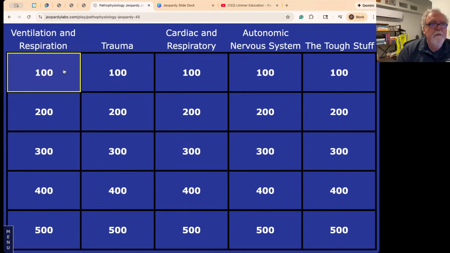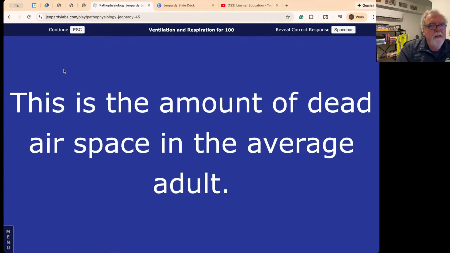All right, we'll start with ventilation and respiration for 100. Type the answers in the chat. I'll know what you're doing. This is the amount of dead air space in the average adult lung. This is the amount of dead air space in the average adult. Answers in the chat section.